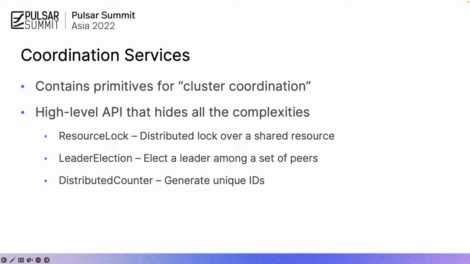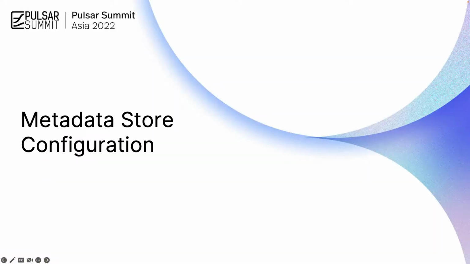The other part of the equation, as we mentioned, was the semantics were more complex coordination. Now that very broad term falls into things like coordination services. And the metadata store interface defined a set of primitives that are used for cluster coordination and various activities as shown here. Again, this high-level API hides all the complexities under the covers that ZooKeeper used to provide for us. Things like acquiring a resource lock, or distributed lock over a single shared resource, leader election, and distributed counters, generating unique IDs across multiple brokers that are consensus based and everyone can agree on the same value.